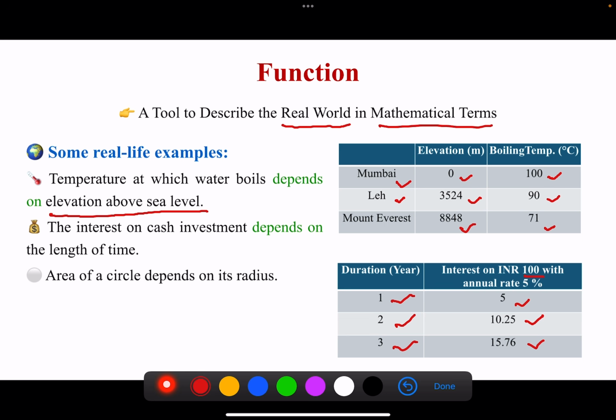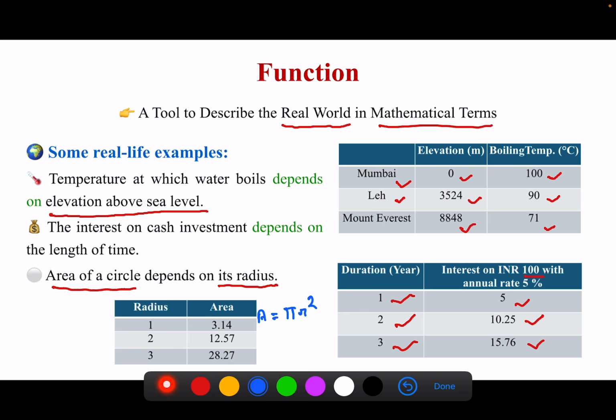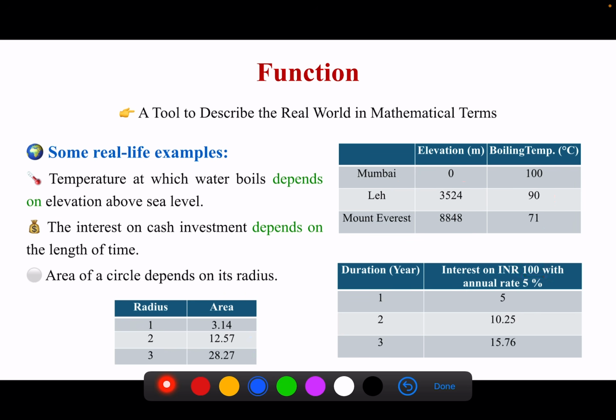Similarly, the area of a circle depends on its radius. As we know, A equal to pi r square, where A is the area and r denotes the radius. So if r is 1, then area is 3.14. For r equal to 2, area is 12.57. For r equal to 3, area is 28.27. So again we can say area is a function of radius.